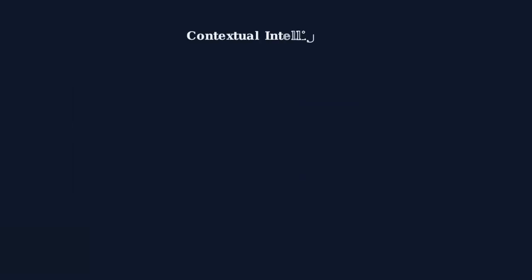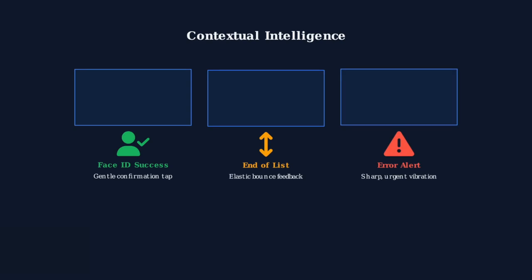What makes Apple's approach brilliant is the contextual intelligence. The system doesn't just vibrate, it communicates. A successful Face ID unlock feels different from a failed attempt. Scrolling to the end of a list has its own unique bounce feedback. Each haptic response tells you exactly what just happened without you even looking at the screen.